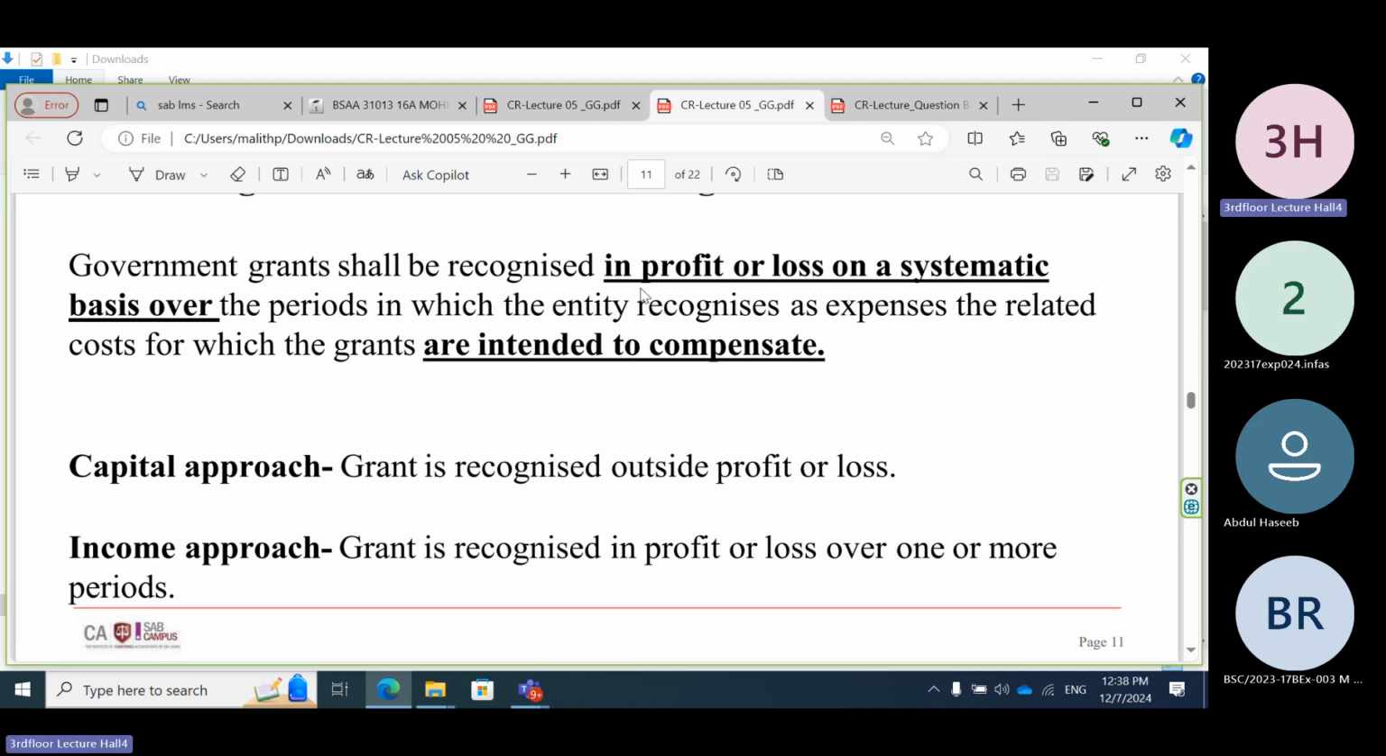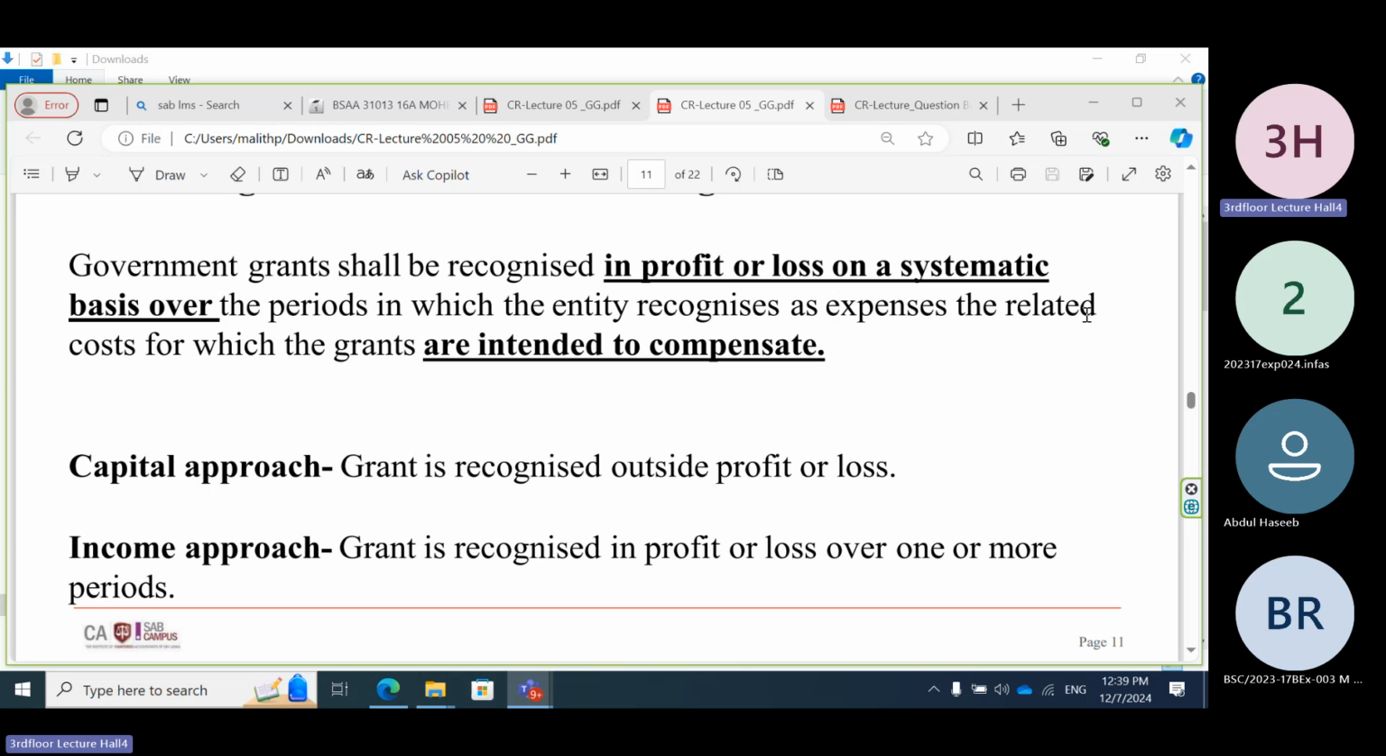What do you mean by that? To satisfy these conditions, you have to incur cost, right? To satisfy these conditions, you are supposed to incur a cost. To incur that cost, it will take another 5 years. 1, 2, 3, 4, 5. In these 5 years, you are supposed to incur a cost to comply with those conditions, right? That's what it says. Government grant shall be recognized in profit or loss on a systematic basis. On a systematic basis.